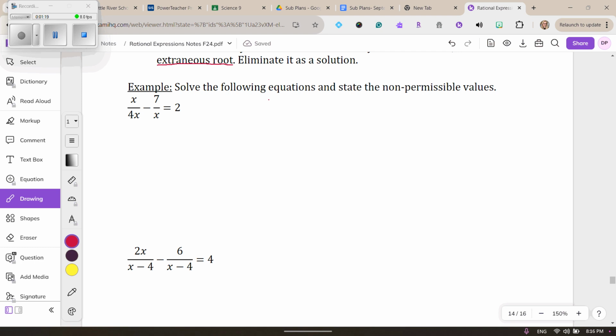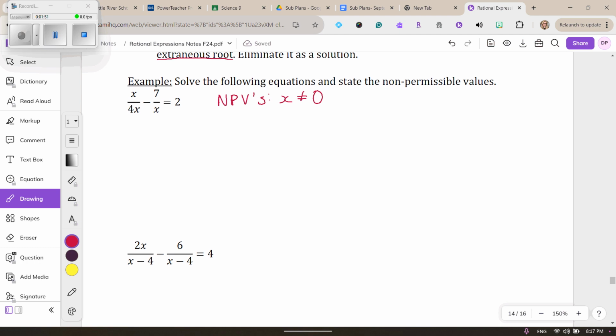Our first example says solve the following equations and state the non-permissible values. So as I mentioned, that first step, factor, you don't have to do on some of these. I noticed that this whole equation, x over 4x minus 7 over x equals 2, is made up of monomials. So if I have monomials only, I can skip the factoring. However, it's a good idea now to state my NPVs. As we know, x cannot equal 0.